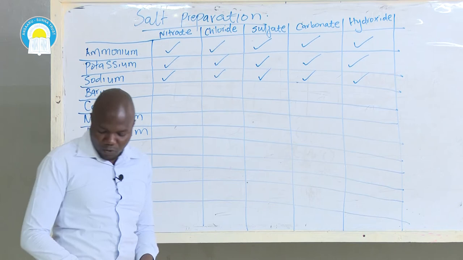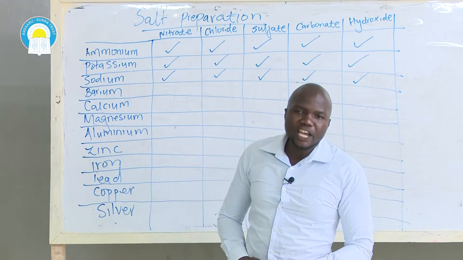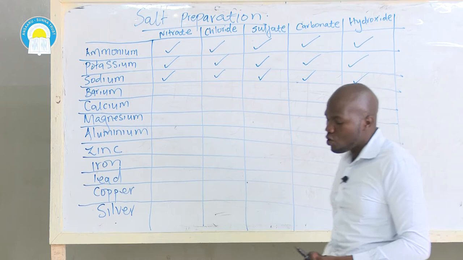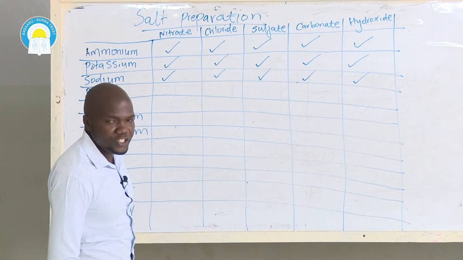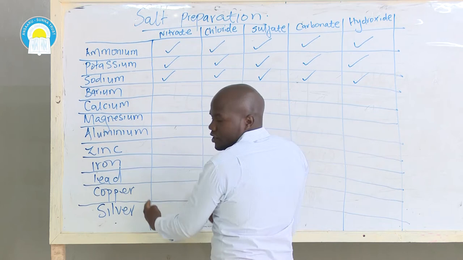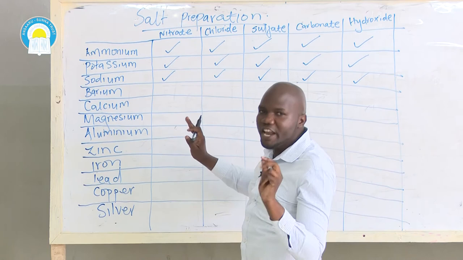We are being told again, all nitrates are soluble. The second point that we need to put in mind is this. All nitrates are soluble. This is the column of nitrate. And we are being told the nitrates are soluble.